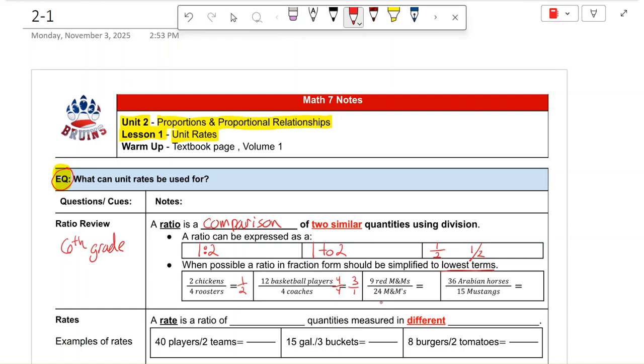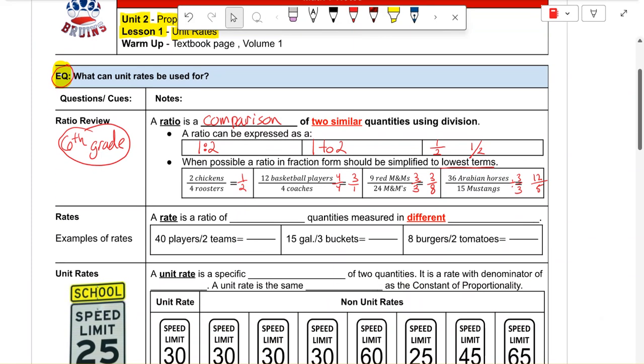9 red M&Ms to 24 M&Ms. 3 goes into both of these, so we'll divide by 3 over 3, and 9 divided by 3 is 3, and 24 divided by 3 is 8. So a 3 to 8 ratio. And finally, Arabian horses to Mustangs. So again, 3 goes into both of these. 36 divided by 3 is 12, and 15 divided by 3 is 5. So it's a 12 to 5 ratio of Arabian horses to Mustangs. That's a review from 6th grade. That's what ratios are. Today we're learning about rates.